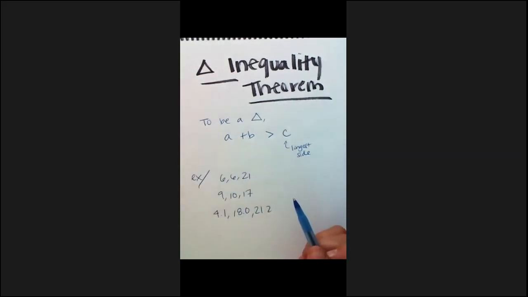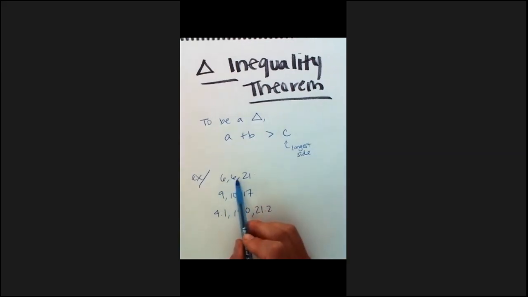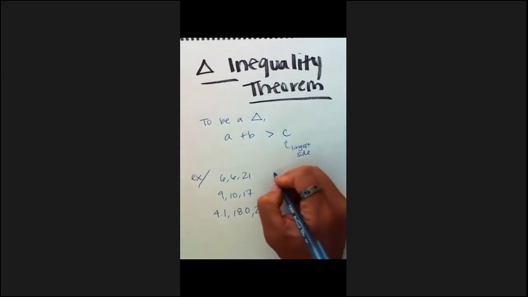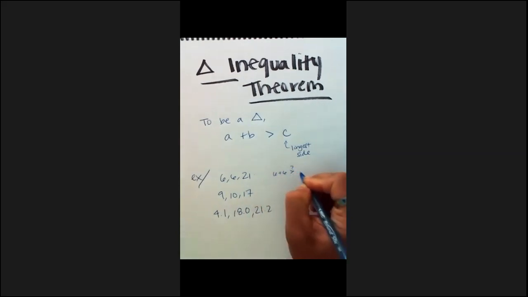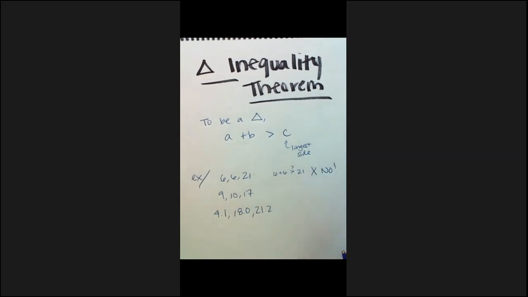So for our first example, it says that A is 6, B is 6, and C is 21. So if we did 6 plus 6, we'd get 12, and we would see that isn't, in fact, greater than 21, so this cannot be a triangle.